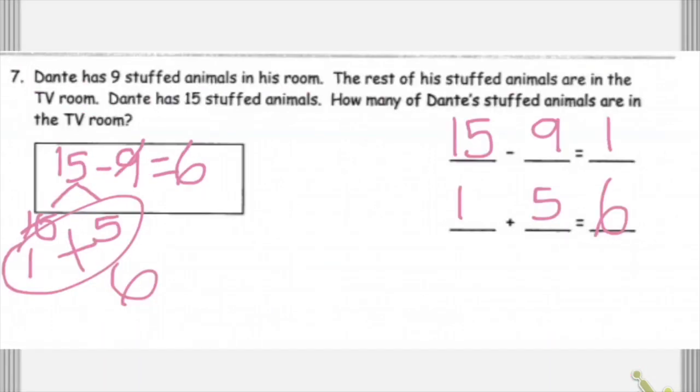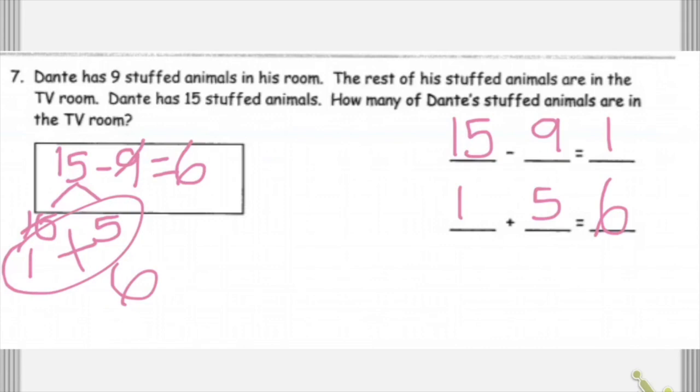The last one you have, Dante has 9 stuffed animals in his room. The rest of his stuffed animals are in the TV room. Dante has 15 stuffed animals. How many of Dante's stuffed animals are in the TV room? So again, they give us how many stuffed animals he has, which is our whole. They give us how many they have in his room, and we have to find how many are in the TV room. So 15 is that whole.